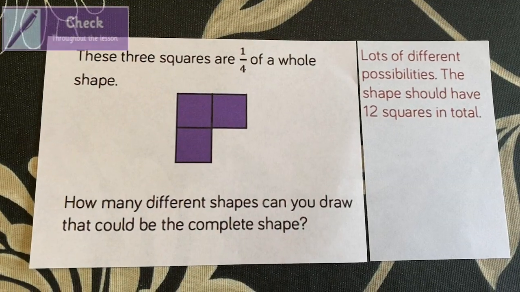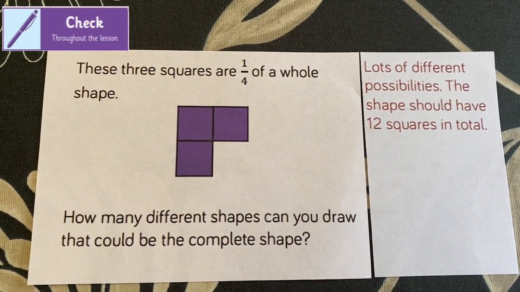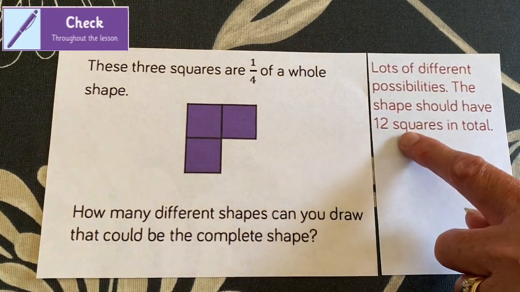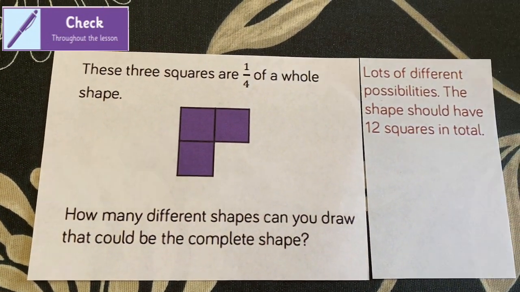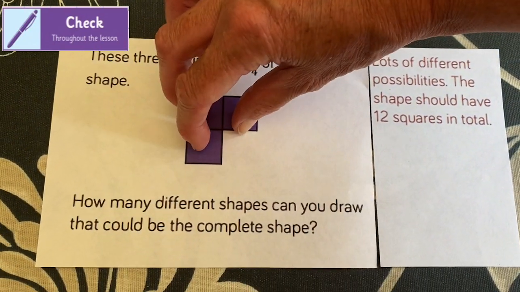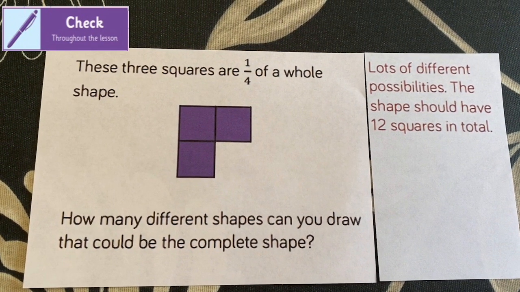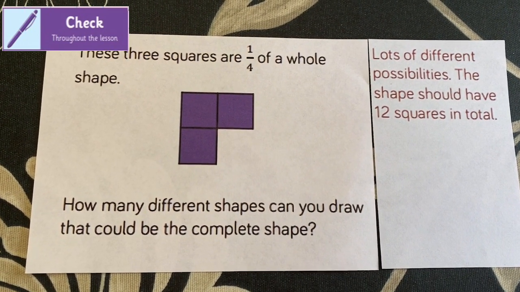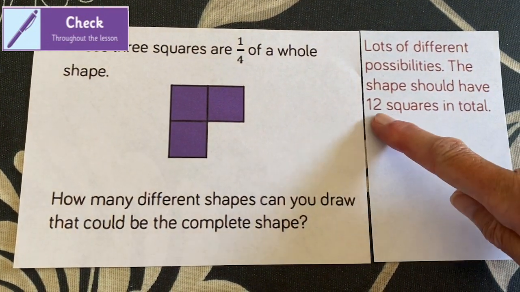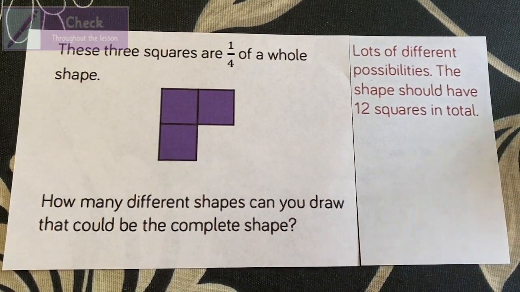So you could have lots of different answers for this one, but the really important thing is that your overall shape should have 12 squares in total, because if we know that that's 1/4, then if we look at those 3 and another 3 and another 3 and another 3, that will total 12 squares altogether. So whatever shape you've come up with is right as long as it has 12 squares in your completed shape.